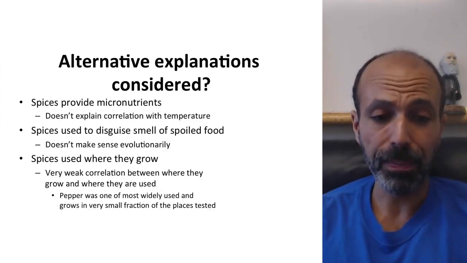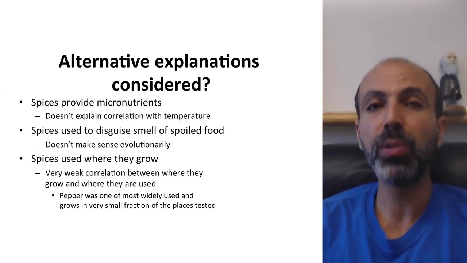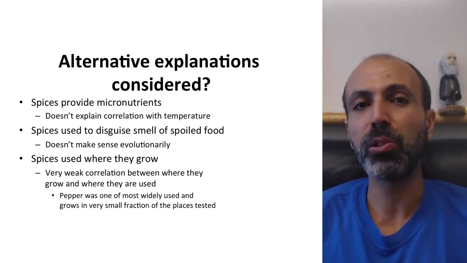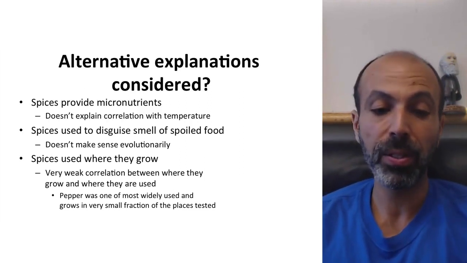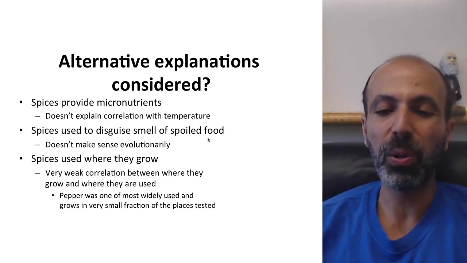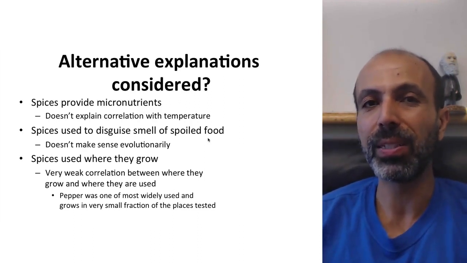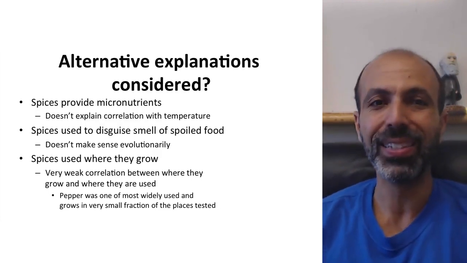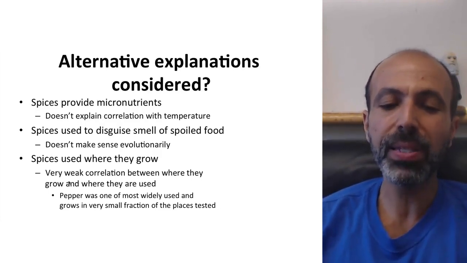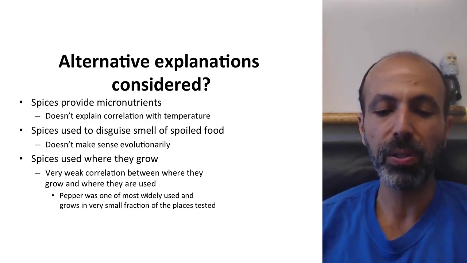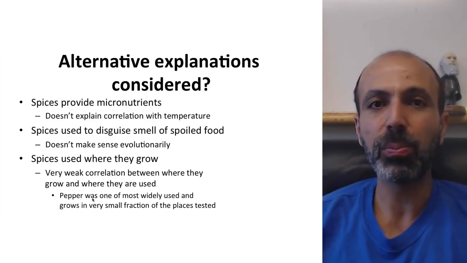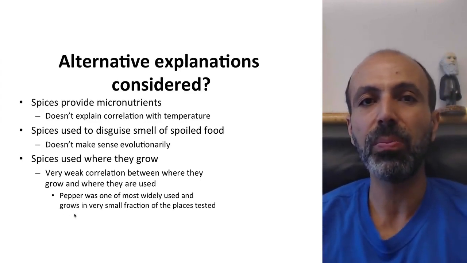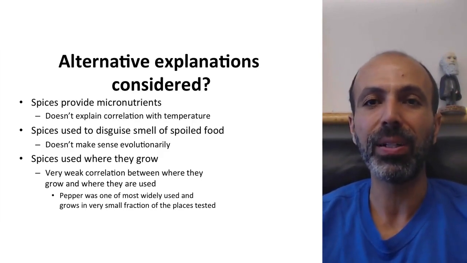Well, these have been investigated. Now, in terms of the micronutrients, that doesn't really explain the correlation with temperature. Why is it that people in this particular temperature need these micronutrients more than others? In terms of disguising the smell of spoiled food, that actually doesn't really make sense evolutionarily because it's not to your advantage to consume spoiled food. If anything, it can be to your disadvantage. And in terms of being used where they grow, there is actually a very weak correlation between where they grow and where they're used, but that doesn't really explain the overall pattern. For example, pepper is one of the most widely used, and it grows in a very, very small fraction of the places. So it doesn't seem like that's explaining it.